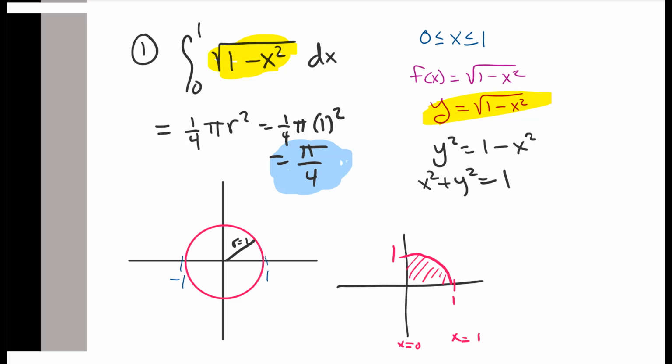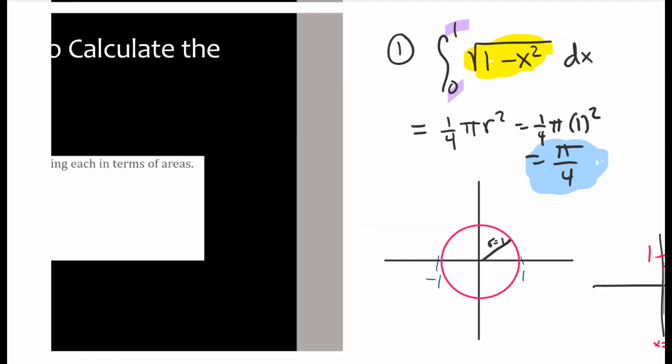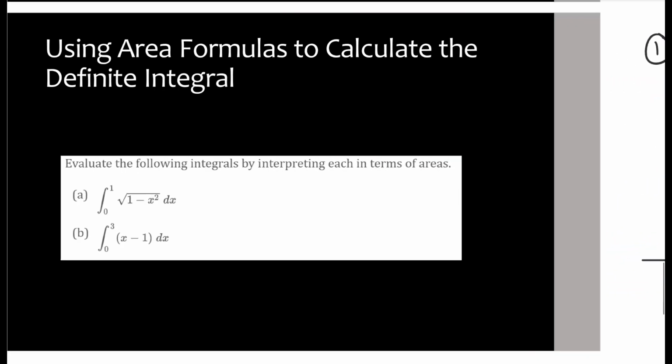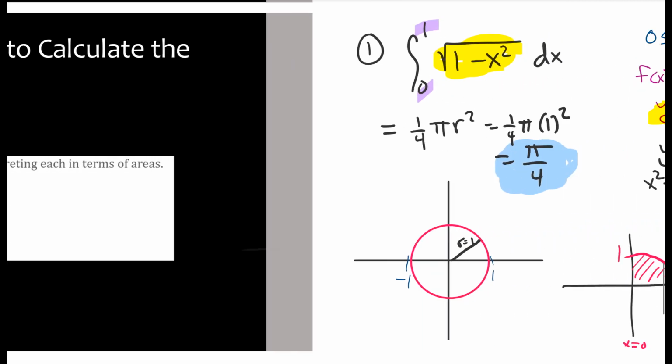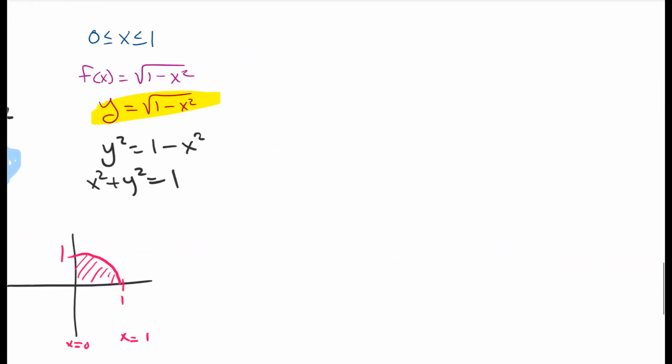Okay, moving forward. So we want to be able to graph our functions that are in yellow. And then we just have to look at our bounds, our x values, and find out what the area under those curves might be. All right, number 2. What was number 2? Oh, the integral from 0 to 3 of x minus 1 dx.